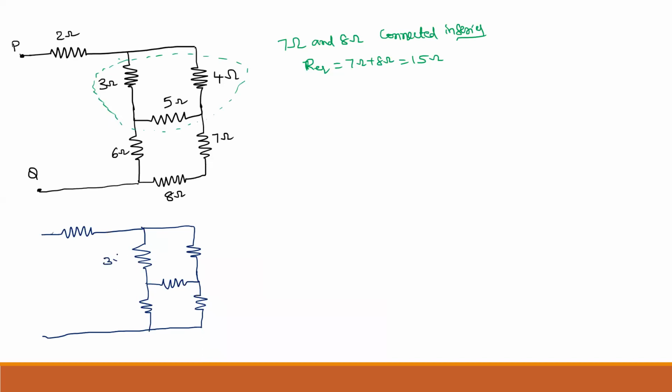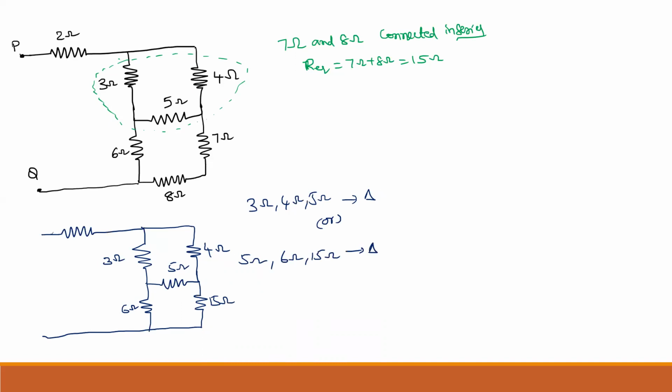So this is a 3 ohm resistor, 4 ohm, 5 ohm, 6 ohm and 15 ohm resistor. Now if you observe, 3 ohm, 4 ohm, 5 ohm will form a delta configuration, or 5 ohm, 6 ohm, 15 ohm creating a delta configuration.